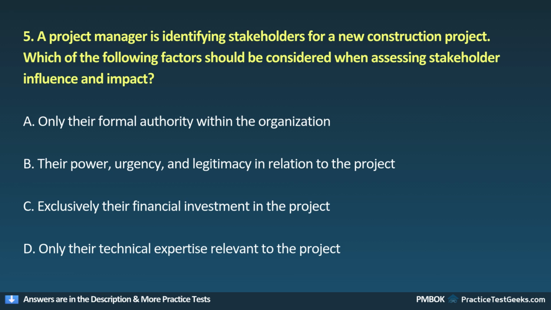5. A project manager is identifying stakeholders for a new construction project. Which of the following factors should be considered when assessing stakeholder influence and impact? A. Only their formal authority within the organization. B. Their power, urgency, and legitimacy in relation to the project. C. Exclusively their financial investment in the project. D. Only their technical expertise relevant to the project.